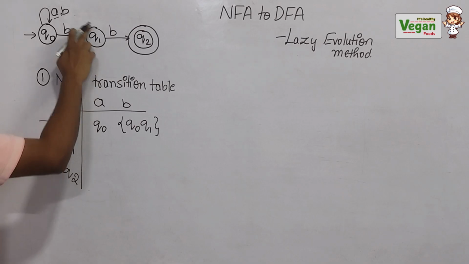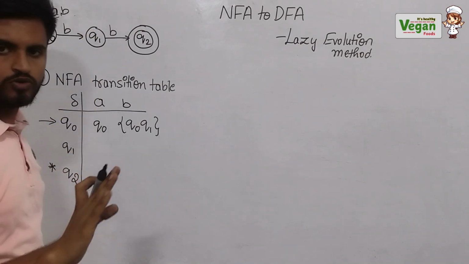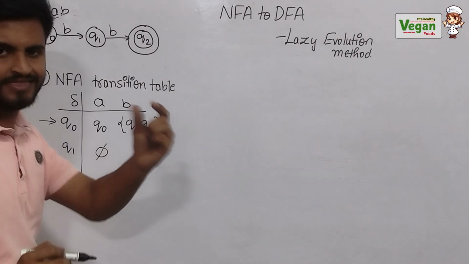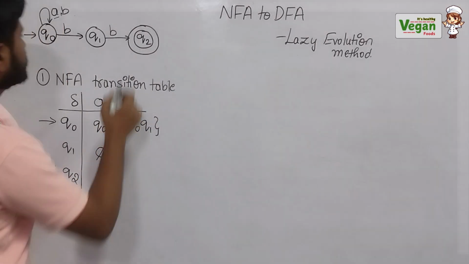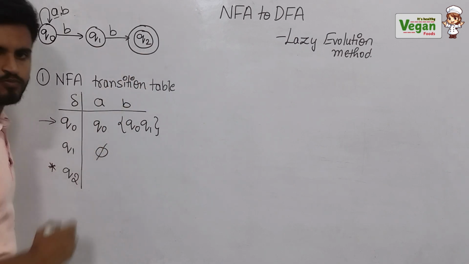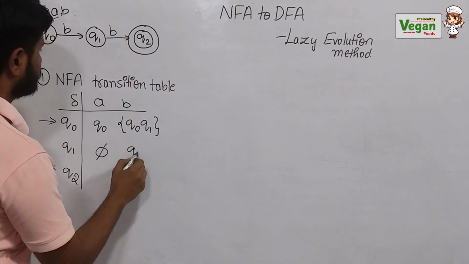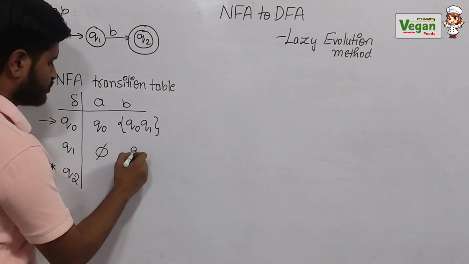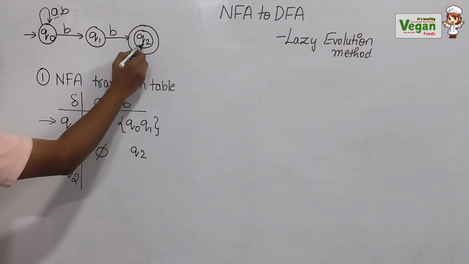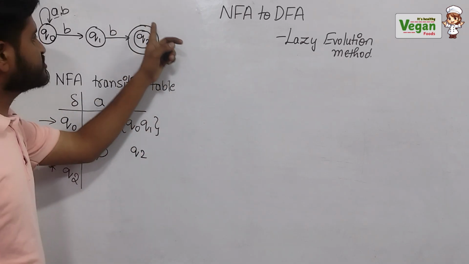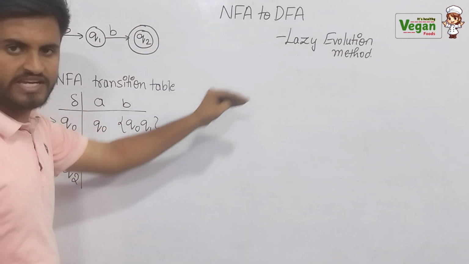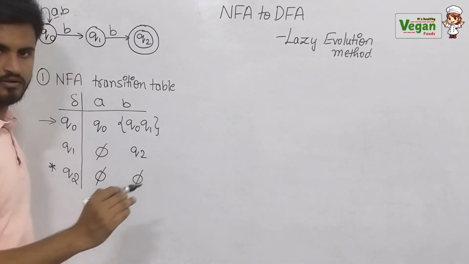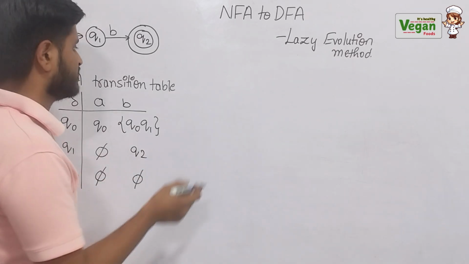Now Q1 is not using a to move to any other state, so you can write it as phi. Phi represents null, it is not moving anywhere. Now Q1 using b is moving to Q2, so you write Q2. Now Q2 is not using any of the input symbols, so it is not moving to any other state. So you just write phi and phi, which represent null. There is no transition from one state to another state.